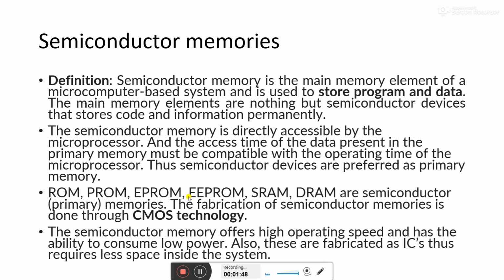So what comes in the primary memory? ROM, PROM, EPROM, EEPROM, SRAM, DRAM. These all things come in the semiconductor memories, and these are the primary memories. The fabrication technology used for these things is the CMOS technology. A semiconductor memory offers a high operating speed and has the ability to consume low power. Also, these are fabricated as ICs, thus requiring less space inside the system.